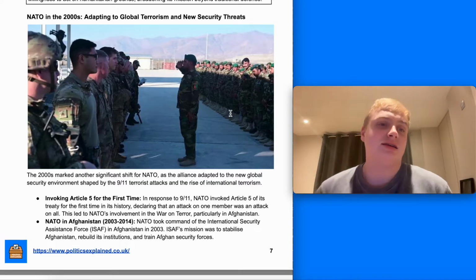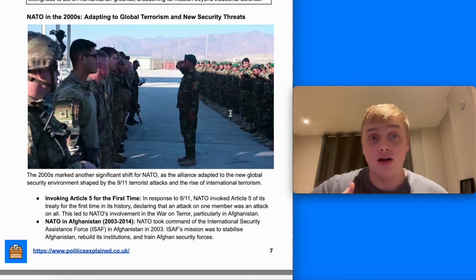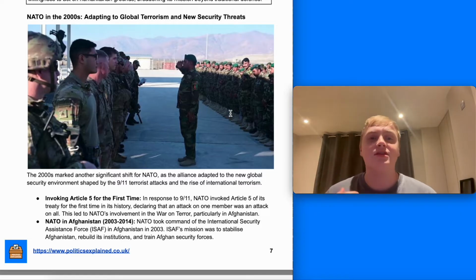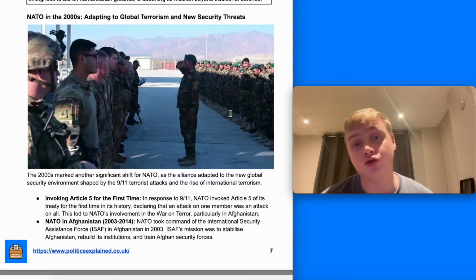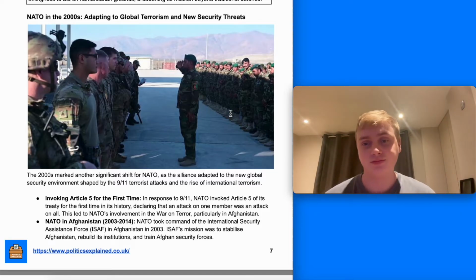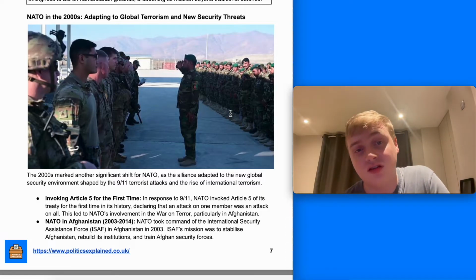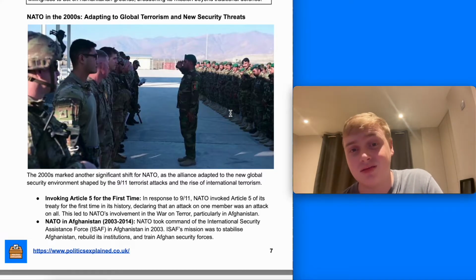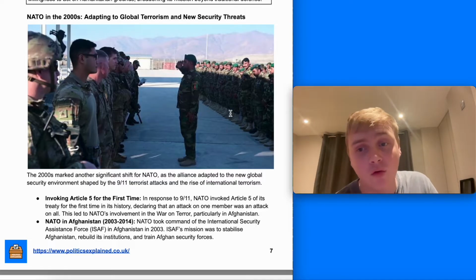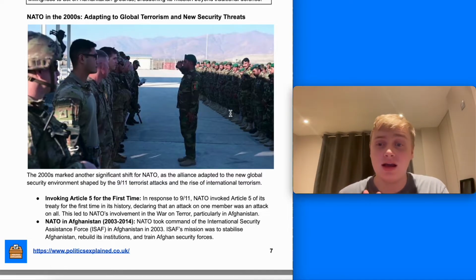Okay, so let's go on now into the early 2000s, where it was really adapted to global terrorism and new security threats. So really what dominated global politics, particularly in the early 2000s, was the aftermath of 9/11 and the war on terror from the United States and the United Kingdom, who are, of course, probably the two most powerful, particularly militarily, members of NATO.